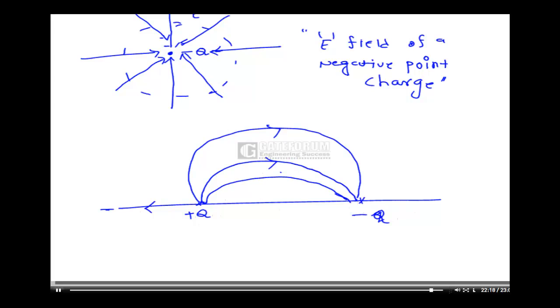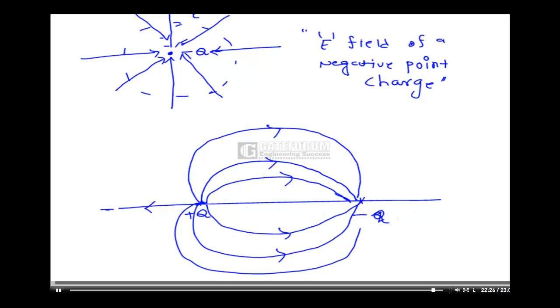So the field distribution is like this, leaving and going towards negative. This is the electric field lines, the E field due to a dipole, or the E field due to a combination of charges. You can say dipole. Dipole means two charges having equal magnitude but opposite sign. That is called a dipole. So this is the electric field lines.